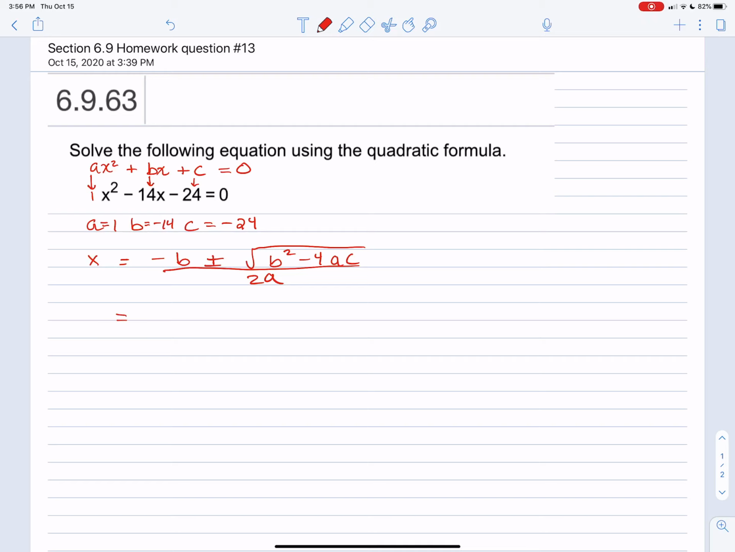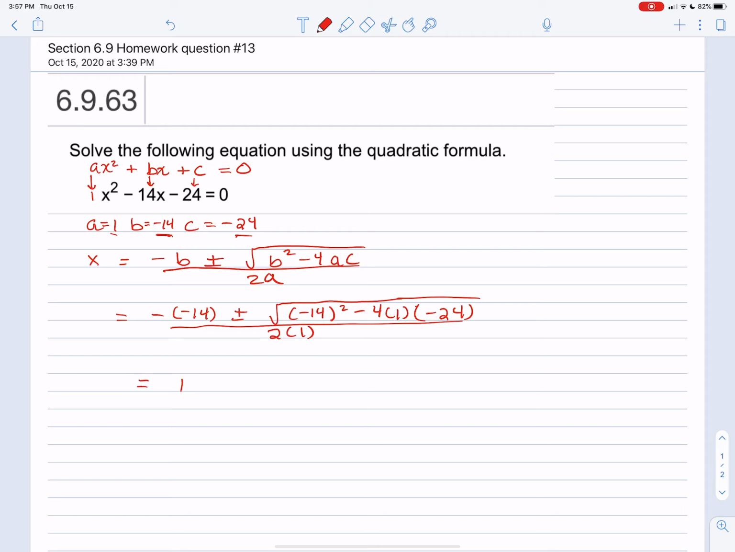So minus b, so minus a negative 14, plus or minus the square root of b squared, so negative 14 squared, minus 4 times a times c, all over 2a. So 2 times 1. So minus a negative 14 is 14, plus or minus.